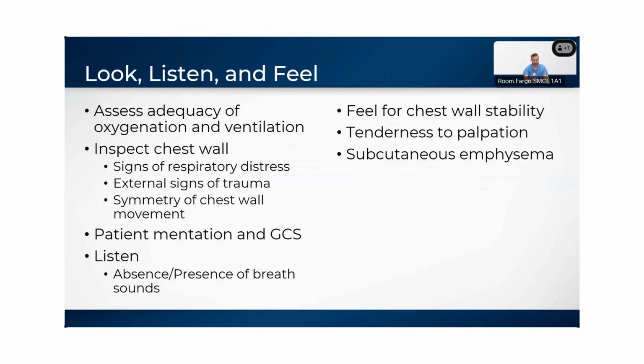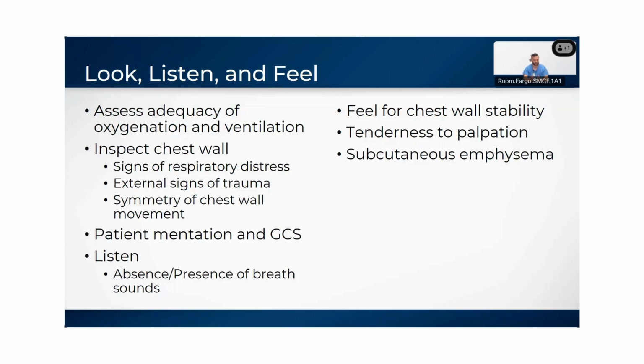Not always present are distended neck veins or deviation of the trachea, but in severe cases, tension pneumothorax can cause that. And then also looking at their mentation. Are they awake? What's their GCS? Are they oxygenating well enough to be awake? Do they have any signs of head injury? And then looking at O2 saturation, cyanosis of fingers, lips, face.